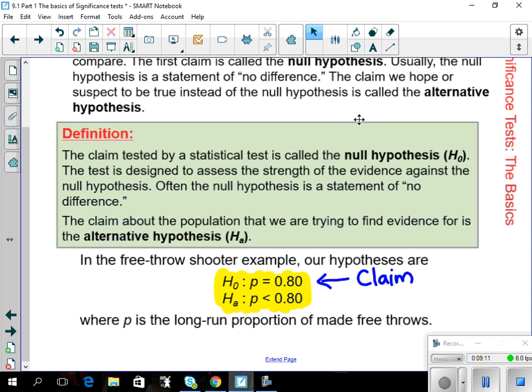Okay so far? Now, what AP wants us to do is not only write it like this, but they want us to write it in words. So let's try to do that real quick. How would I write the null hypothesis in words? So let's kind of create the words that would go along with this. What would I say?